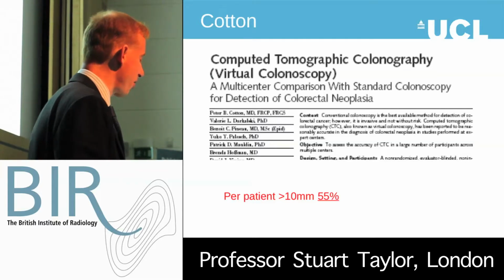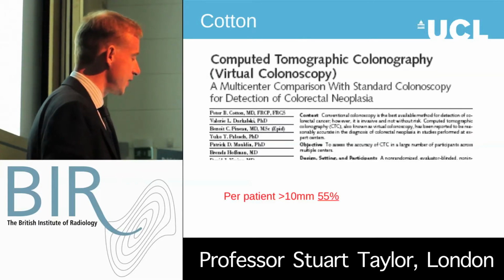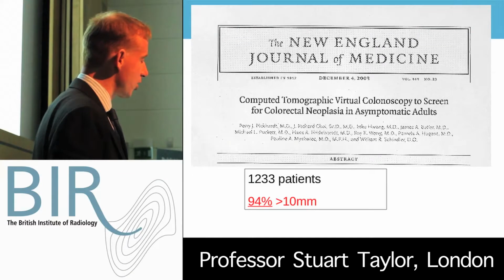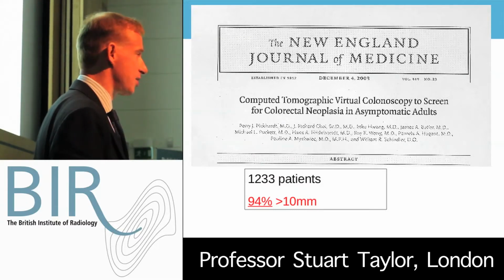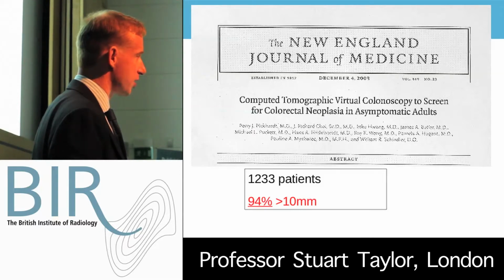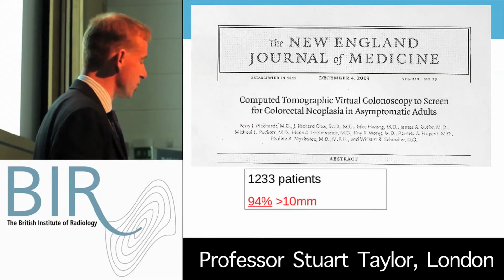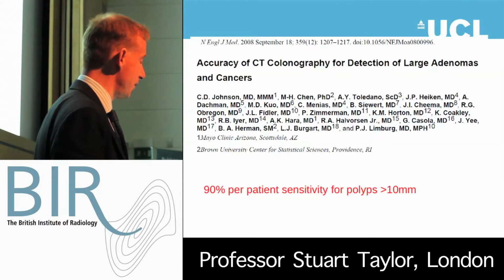Then radiology-led studies. Perry Pickhardt is very famous in CT colonography circles. He's done many of the major trials of CT colonography in the States in screened populations. Again, they're big numbers, with very high sensitivity, 94% for these large polyps. And again American, similar to the CIGAR study, they did their own study, but it was in screening patients, not symptomatic, but again high sensitivity for large polyps.